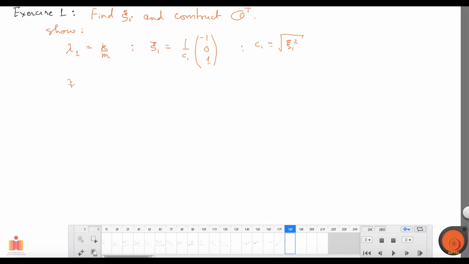And also please find the eigenvector corresponding to this eigenvalue, which I am writing now. These are the ones which we found earlier, right? So just find xi2. Again you have to normalize, so I am dividing by 1 over c2, which you should find. And when you calculate the eigenvector, you'll find this is (1, -2m/M, 1), with a square root.